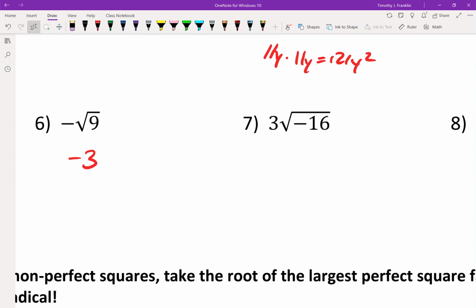Okay, number 7. We have 3 square root -16.